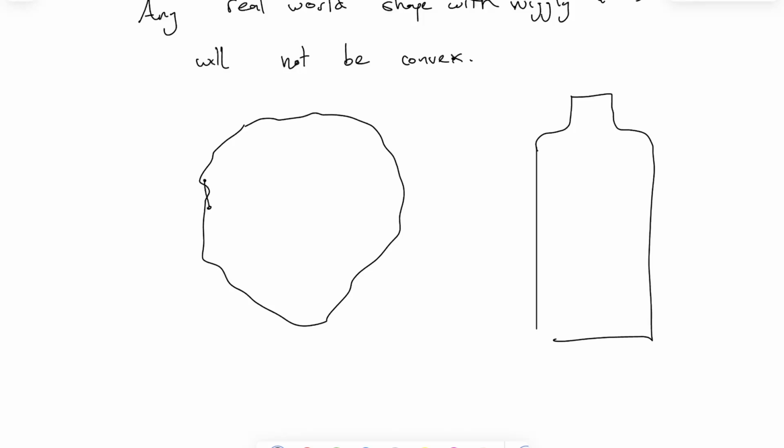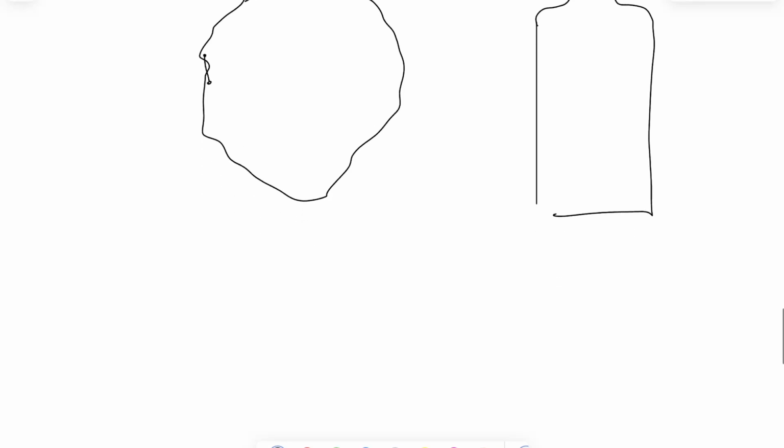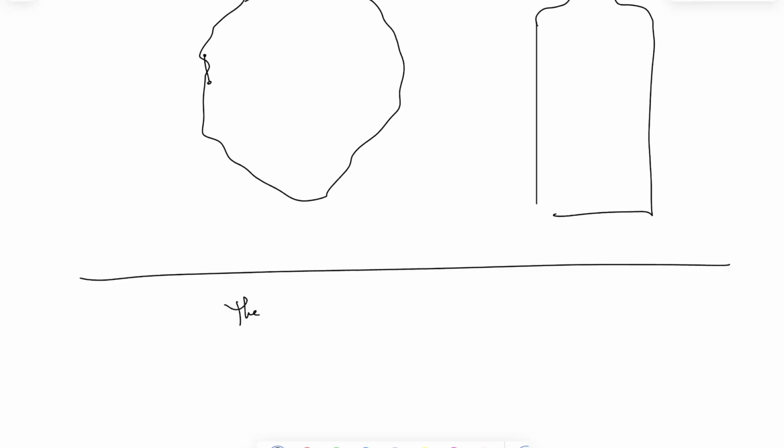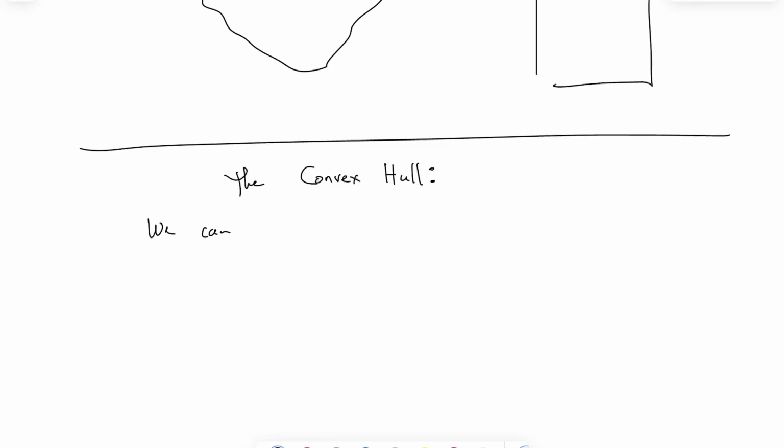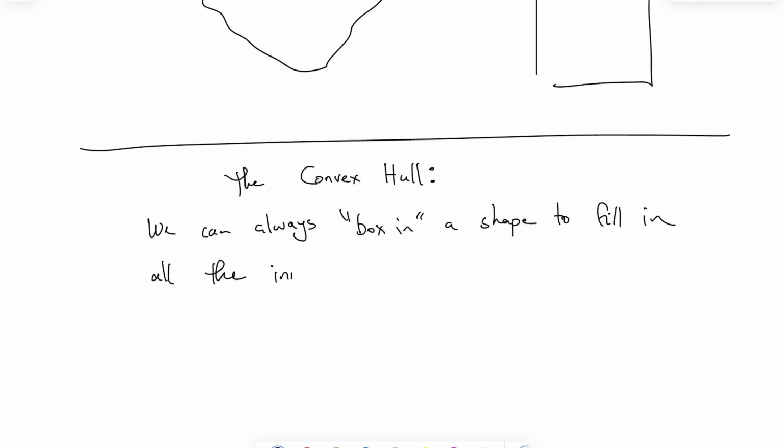But anyway, a real world shape will not be convex, but we can always modify a shape, and this is the important thing about the convex hull, which is really what our measurement is going to be all about. We can always sort of box in a shape to fill in all the innies and make it convex.